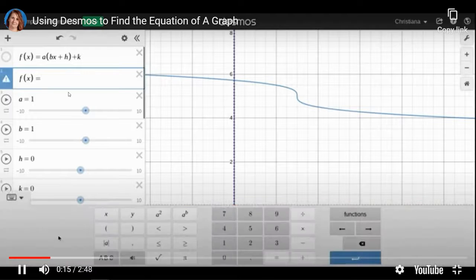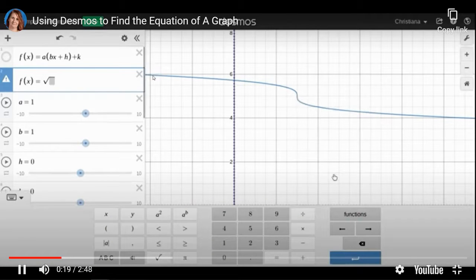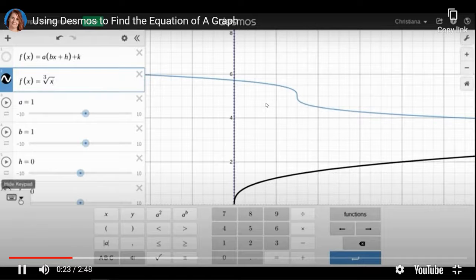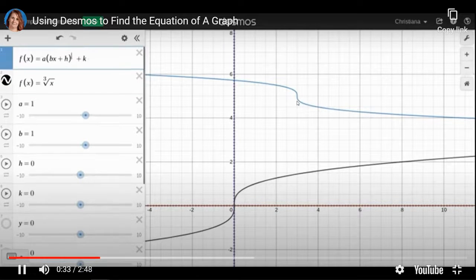So we're going to put in our basic function. Well, this function looks like the cube root of x. This is what the cube root of x looks like. It almost looks like that, except it looks like it's been flipped over, right? So that kind of gives us a clue what we're going to be looking for.